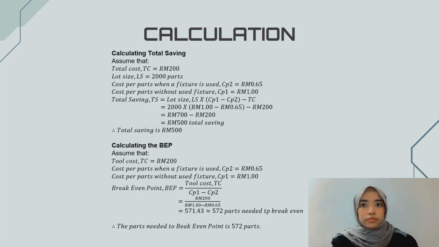Lastly, to calculate the break-even point, we assume that the total cost is 200 ringgit, the cost per part when a fixture is used, CP2, is 65 cents, and the cost per part without a fixture, CP1, is 1 ringgit. With the formula, break-even point equals total cost divided by CP1 minus CP2, it will be 571.43, or 572 parts to break even.